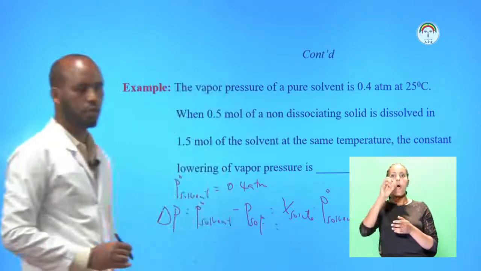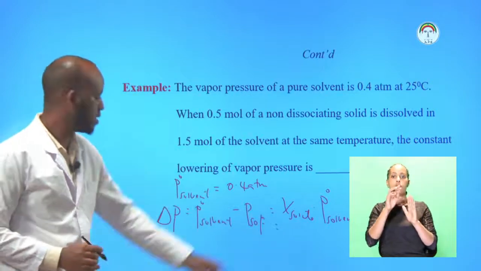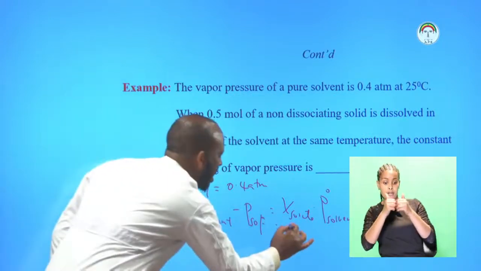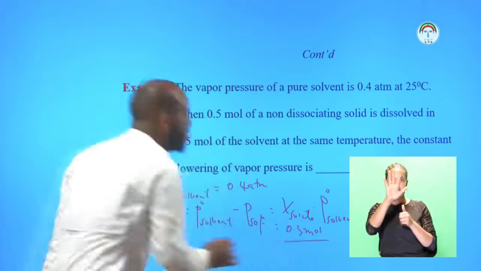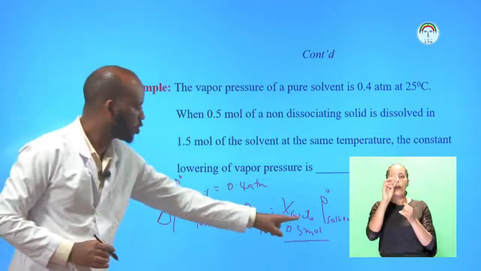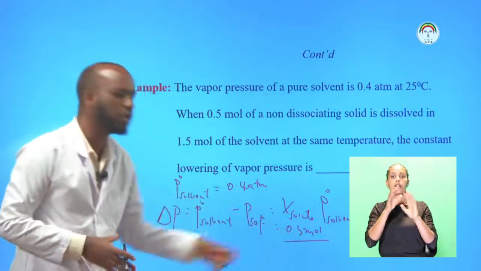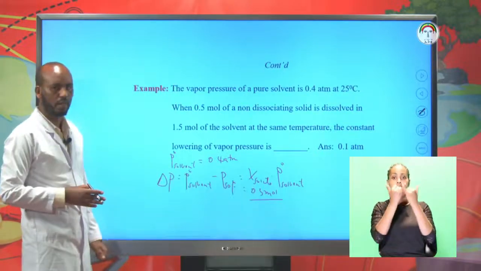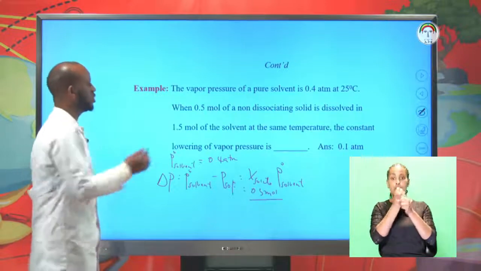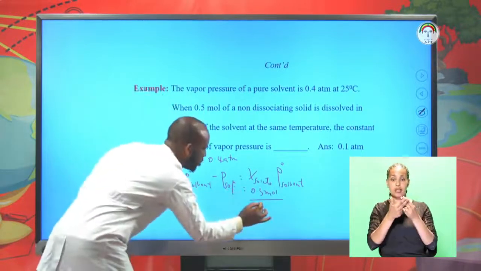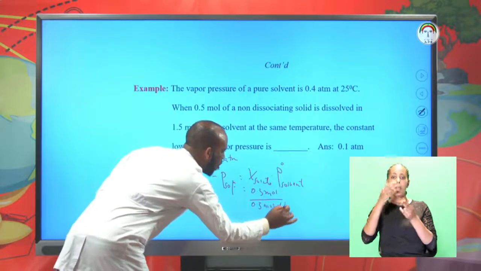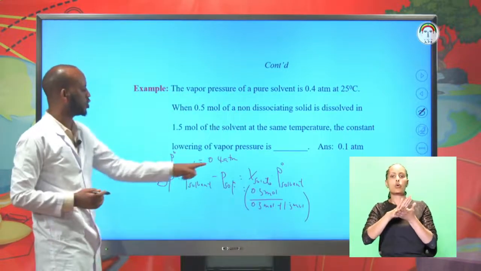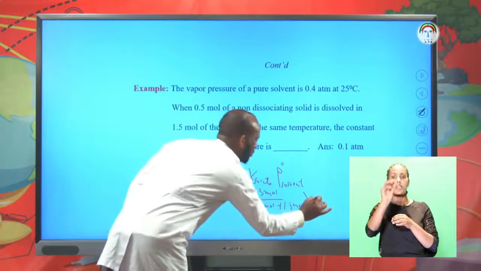Mole fraction of the solute is number of moles of solute, which is 0.5 mole of non-dissociating solid, divided by, because mole fraction of the solute by definition is number of moles of solute divided by number of moles of solution, the total number of moles of the solution, 0.5 mole plus 1.5 mole, times vapor pressure of pure solvent, which is 0.4 atmosphere.